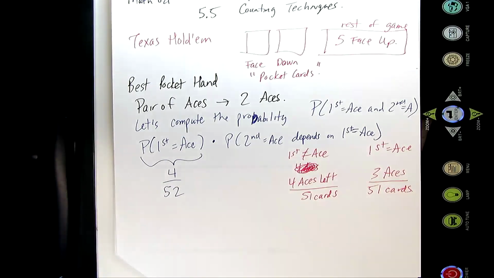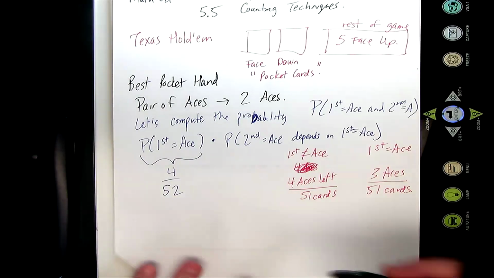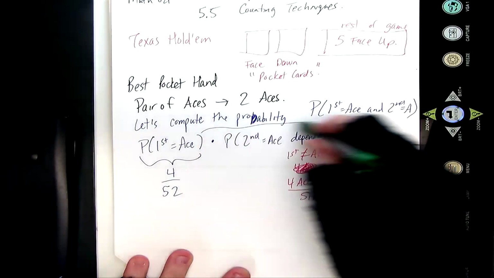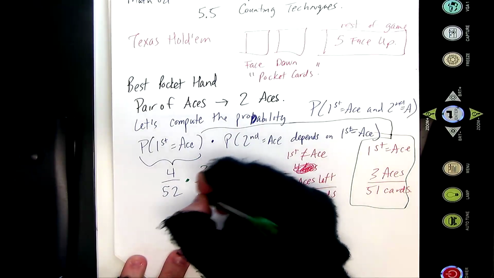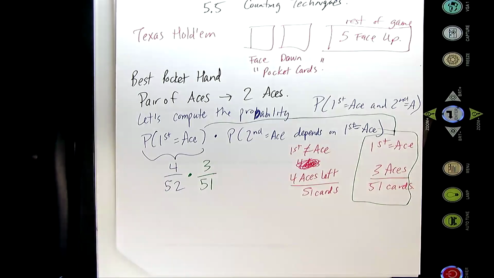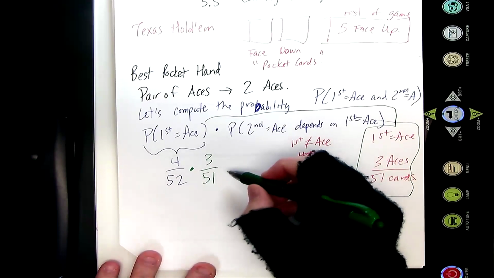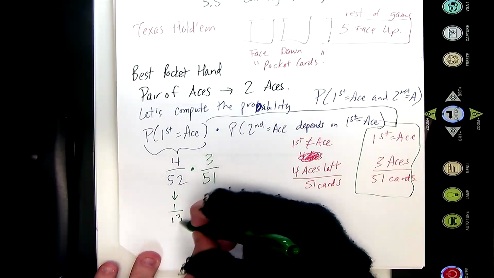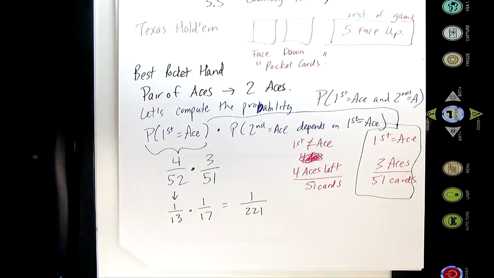This depends on what happens in the first card. Well, we've already declared what the first card is, so we get to choose. This one forces us to choose that set. So our multiplication is going to be 4 times 3 over 52 times 51. Believe it or not, this one reduces to 1 out of 13, and this one reduces to 1 out of 17. And you multiply them, you get 1 out of 221.